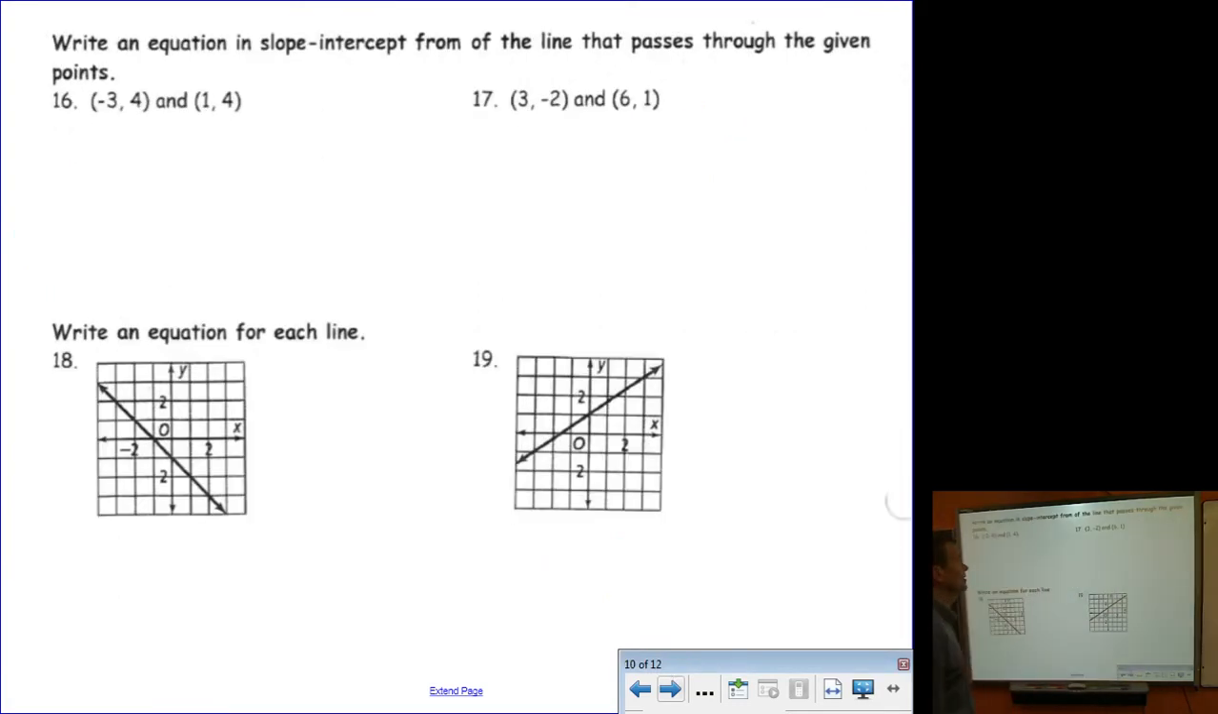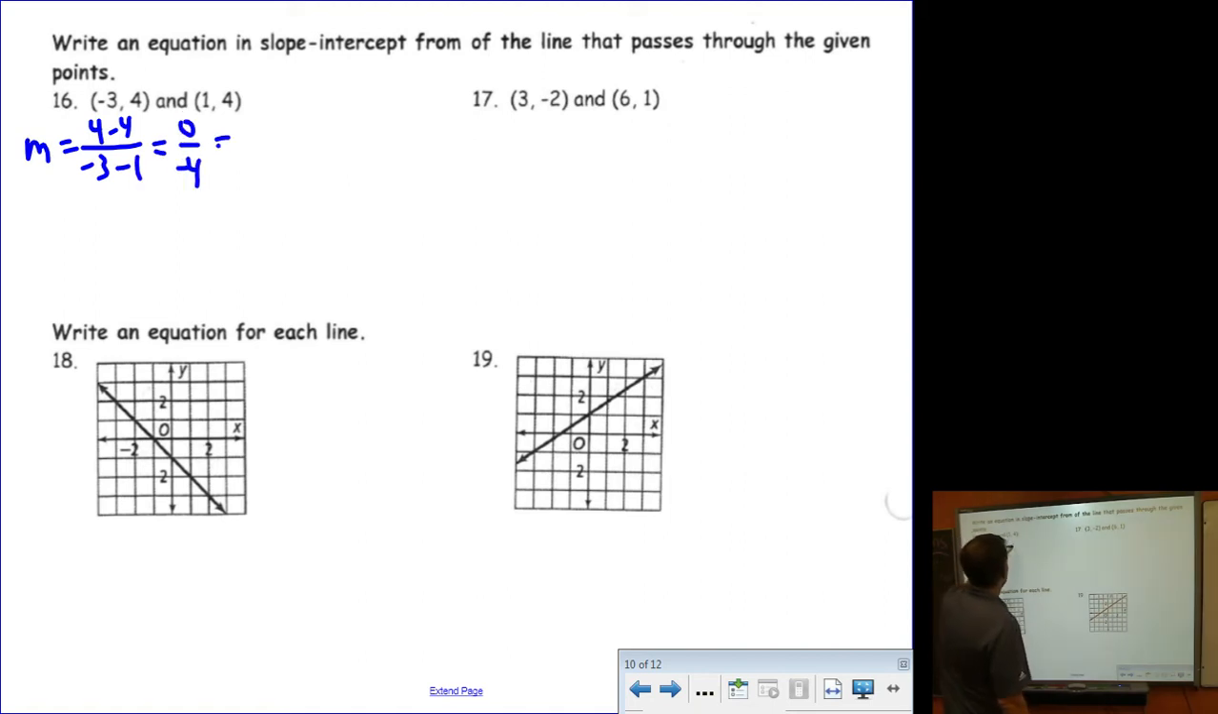Number 16, I want an equation in slope-intercept form. Okay, so the first thing I need is the slope. In this case, it would be y minus y over x minus x. That's going to be 0 over -4, or 0. All right, this is an easy one.